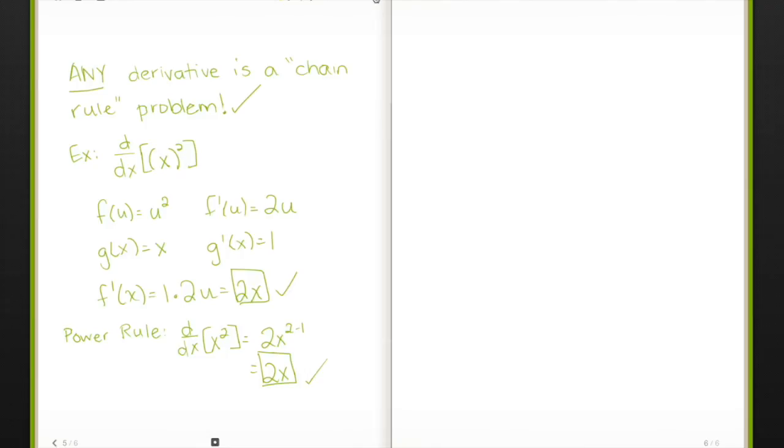So hopefully, walking through a few examples and seeing the exact approach of following this process for solving the chain rule has been helpful to you. Now here's my challenge to you. If any derivative is a chain rule problem, then really there is no such thing as a chain rule problem.